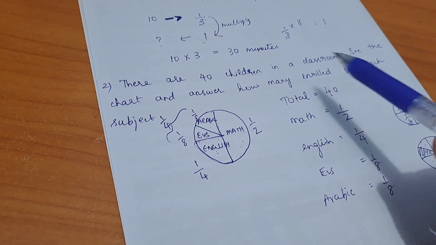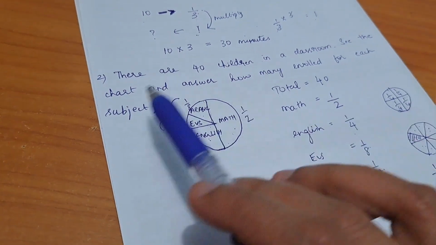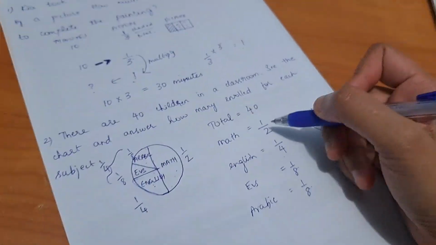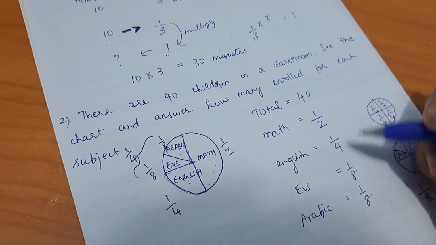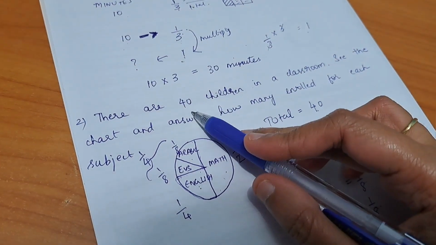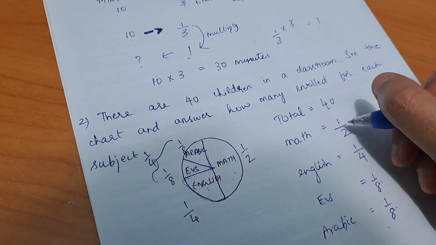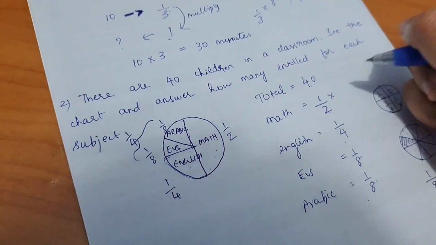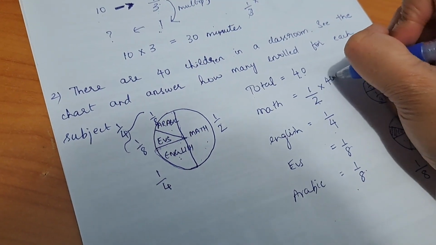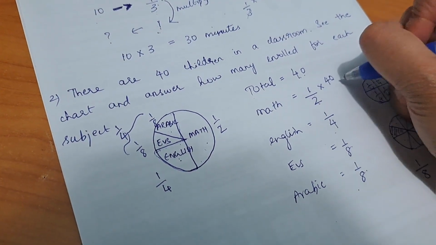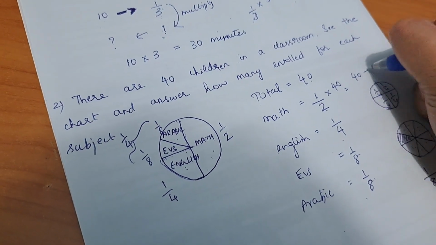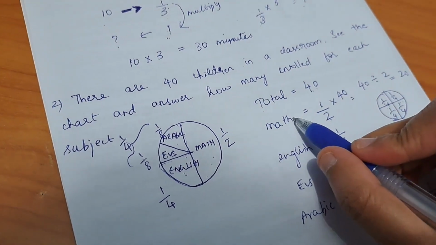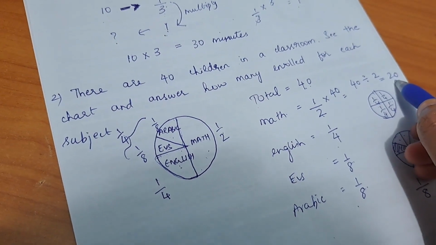Now the question was, how many enrolled for each subject? You are not done yet. You haven't finished solving the problem. We have got only the fractions and we know the total number of students from the question. Now it's time to solve. Half, 1 by 2 of 40. Of means multiplication sign. Multiplied by 40. 40 multiplied by half will be 40 divided by 2, which is equal to 20. So math was enrolled by 20 students.